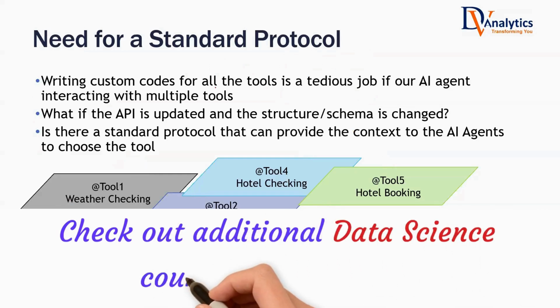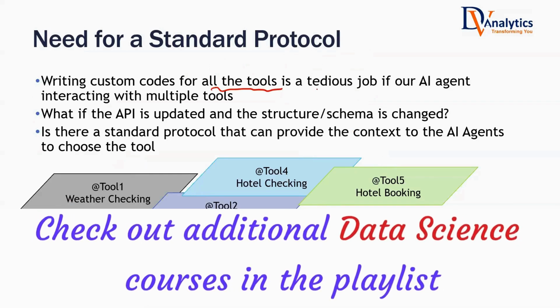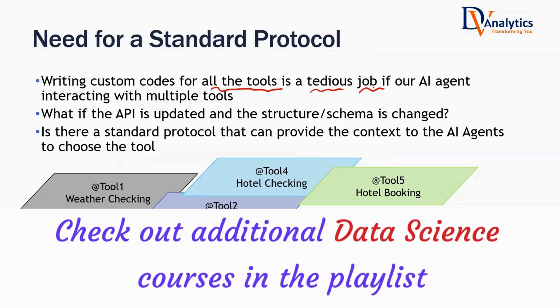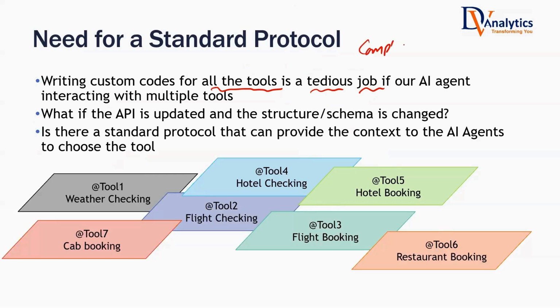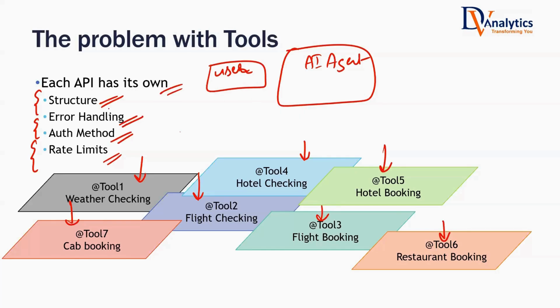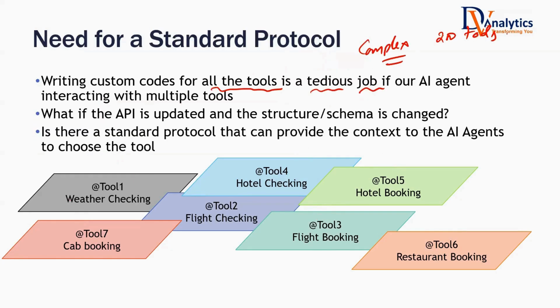Writing custom code for all these tools is a hell lot of a job. It is going to be very tedious, especially at an enterprise level. If you are building a very complex agentic AI system that interacts, let's say, with 200 tools or maybe more than 200 tools, and if there is a lot of repetition, a lot of error handling, a lot of authentication methods, rate limits, etc., and we have to handle them, for just one agentic system handling 200 tools.